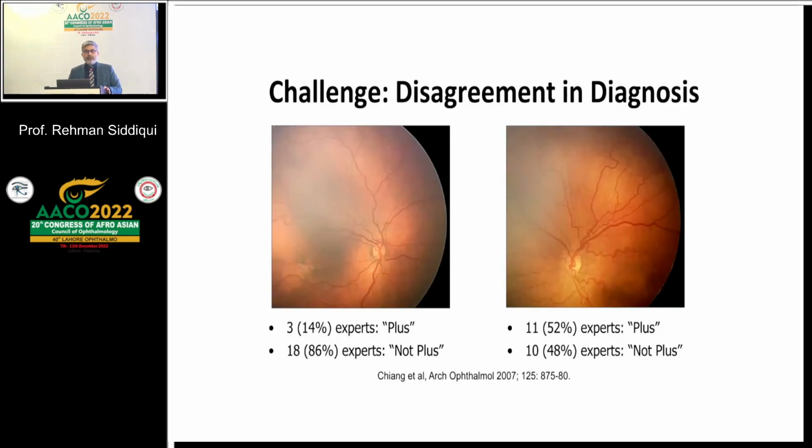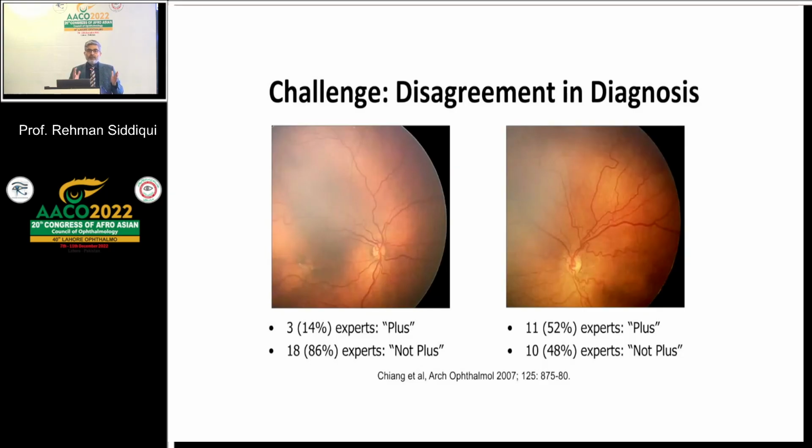The first challenge is the challenge of disagreement. This is a picture of ROP. If you ask the experts, who are all people actually dealing with ROP in real life, whether the patient in the image on your right has plus disease or not, 14% of experts say plus, 86% say no plus. But for the image on the left, 52% say plus, and 48% say no plus.